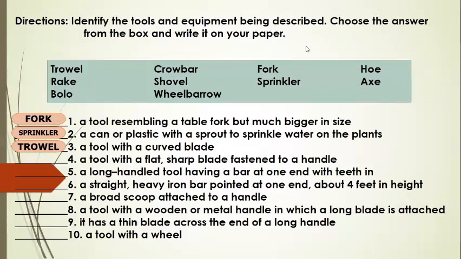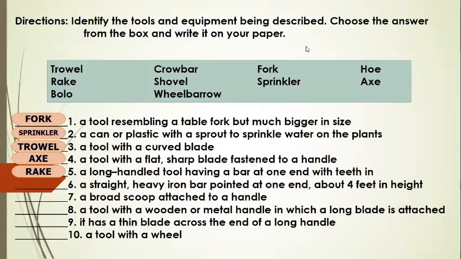Number 4, a tool with a flat, sharp blade fastened to a handle. Okay, understand the description and name the correct tool. It is axe. And number 5, a long-handled tool having a bar at one end with teeth in. A tool has a teeth. How about teacher Clivy? Joking. So, the tool is a rake.